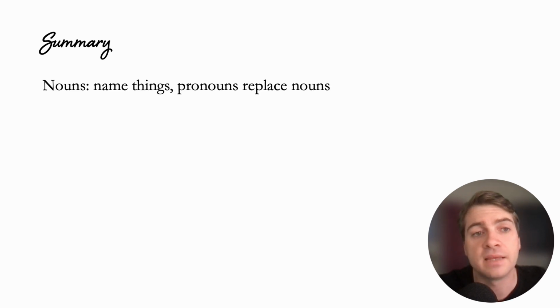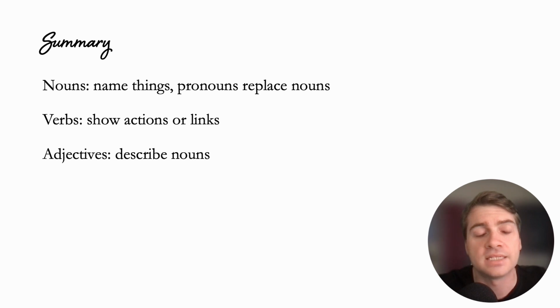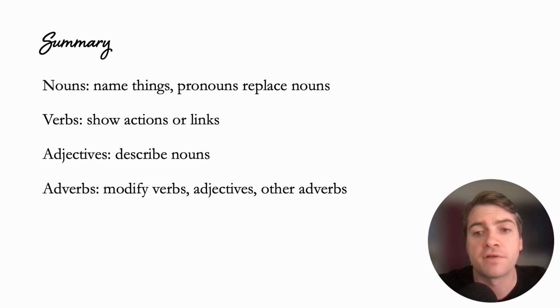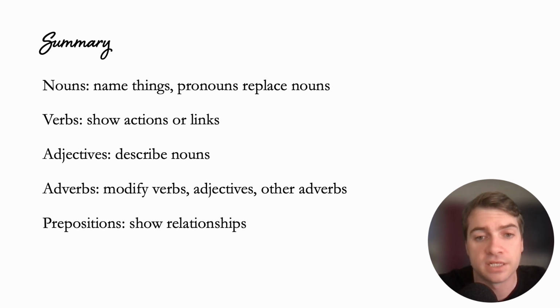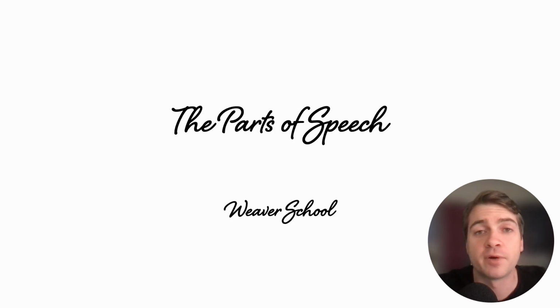So nouns name things and pronouns replace nouns. Verbs show actions or links between adjectives and nouns. Adjectives describe nouns. Adverbs modify verbs, adjectives, or other adverbs. Prepositions show relationships. And conjunctions connect words and sentences. All right, that's it for the parts of speech.